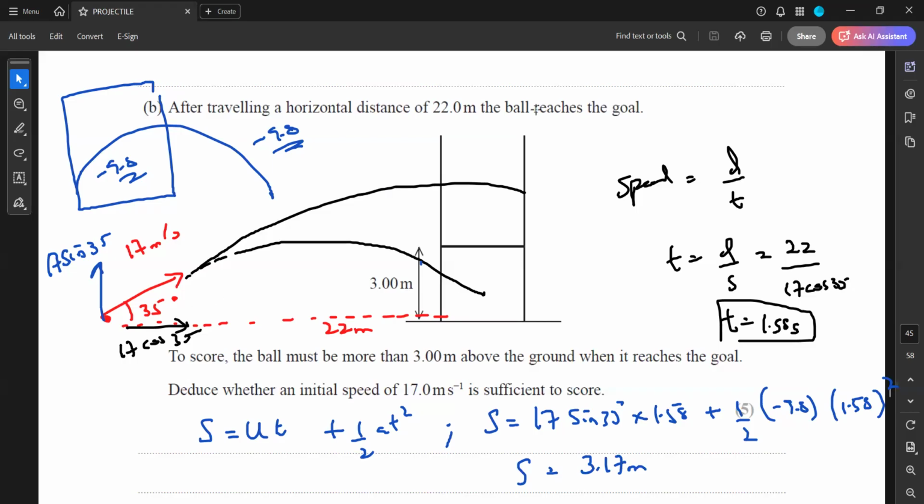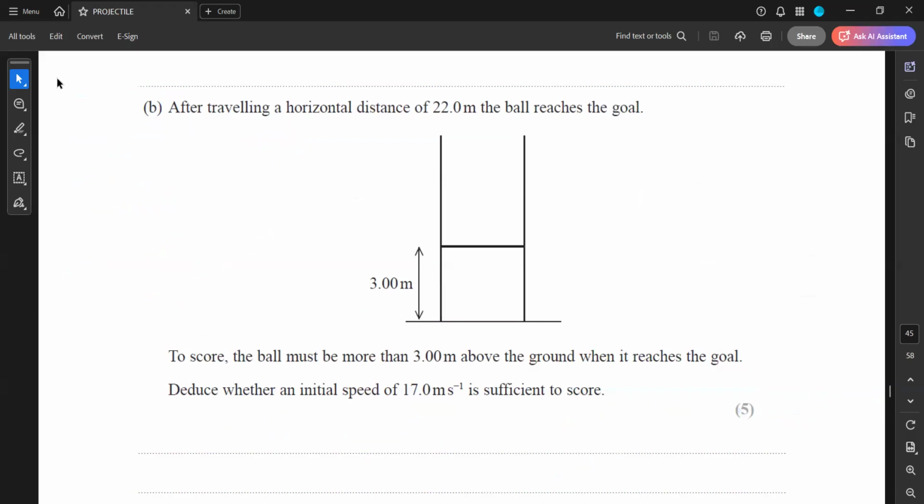Is this one clear? Anyone having a doubt or a question about this? No.